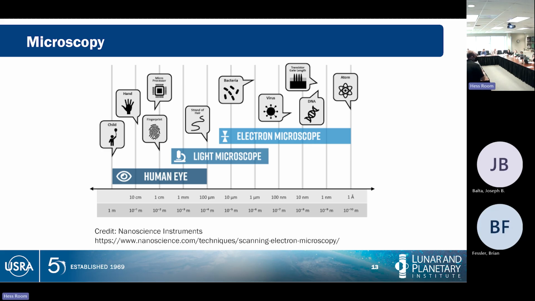All clear? Good. Okay. So if you want to be able to see something like a viral particle or a cell or individual atom positions, light microscopy can't get you there. Electron microscopy can.